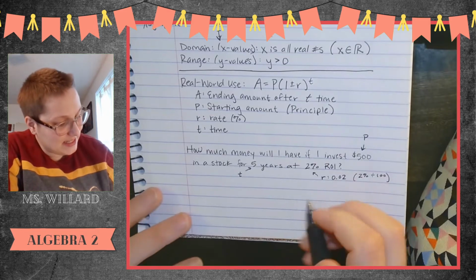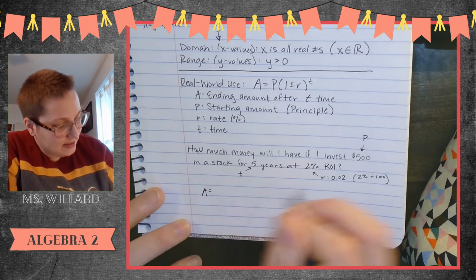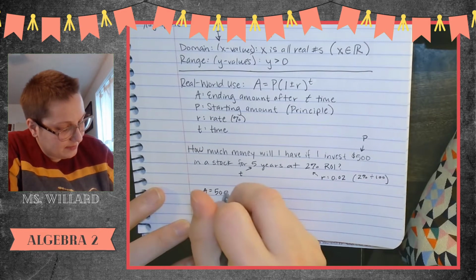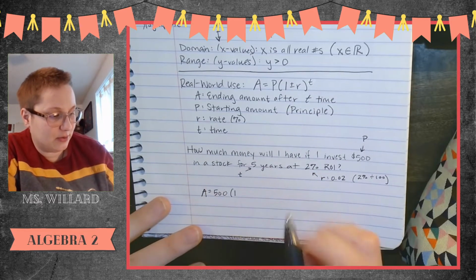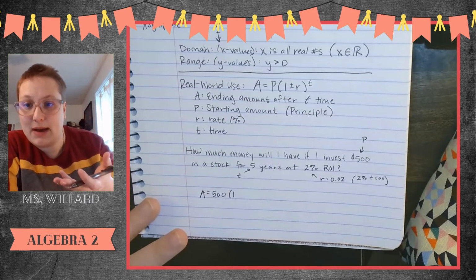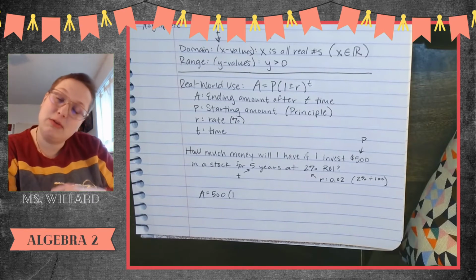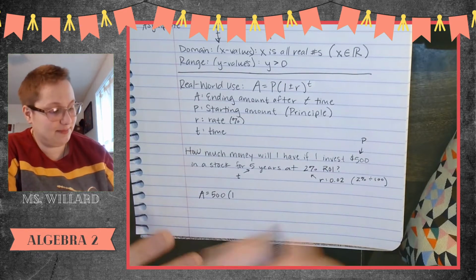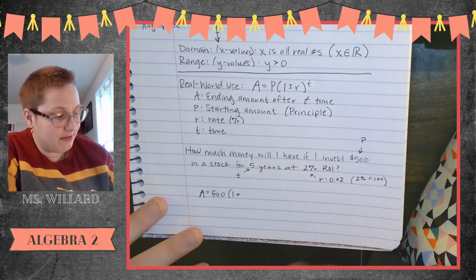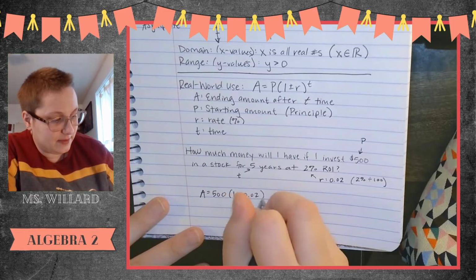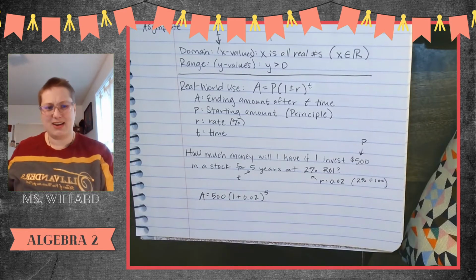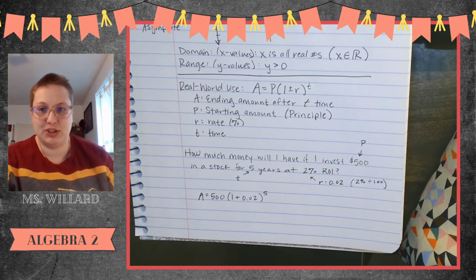Okay, so I don't know A. So I'm going to take $500. Now, it's not 1 plus and minus like it was in the olden days. I am gaining money, so I'm going to use the plus. If I was losing money, I would use the minus. I'm gaining money though. I'm investing money. 1 plus 0.02, to the power of 5. Let's figure it out.